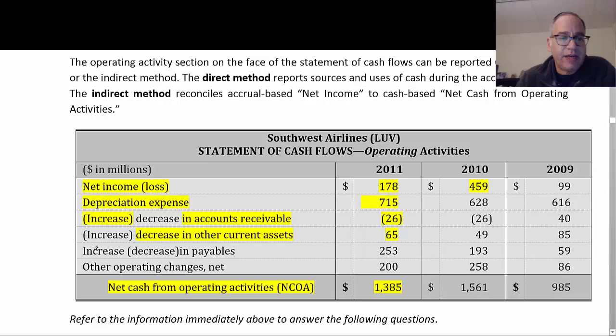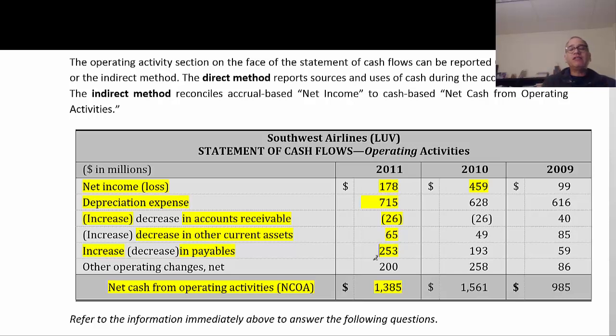We also have an increase in payables of $253 million. What happened was that liabilities went up by $253 million. This is like not paying your credit card bill, which you should never do, by the way. You should always pay your credit card bill. But if you don't pay your credit card bill, the liability goes up and your cash flow goes up too, because you have money that you would usually spend to pay your bill. So an increase in payables would improve your cash flow because you're not paying your debts as fast.